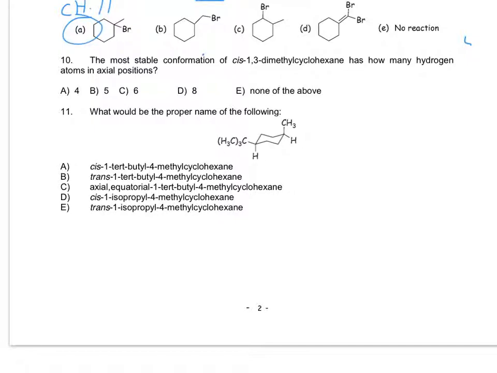The most stable conformation of cis-1,3-dimethyl cyclohexane has how many hydrogen atoms in axial positions? So this is a cyclohexane. We're talking about axial positions. And so it probably would be a good idea to draw this. And so let's draw a chair structure. And so it's cis-1,3. That means the methyls are on the same side.